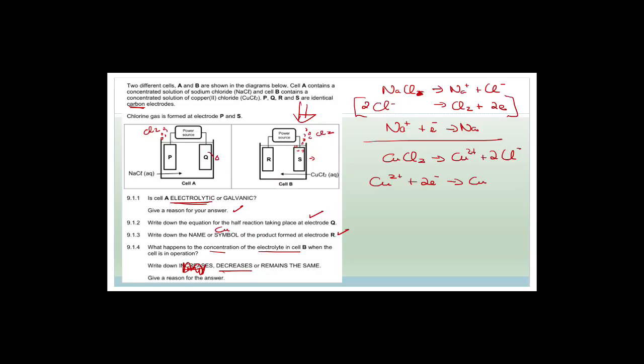And the reason is that normally with electrolytic cells, we have electrodes that provide substance that allows us to replace it. So in other words, we'd normally have at least one of these electrodes made out of copper, so that you could have a transfer of copper ions back into solution and so on. But because the copper ions are being removed to form copper and the chloride ions are being removed to form chlorine, and because both the carbon rods are made of carbon, the concentration of the electrolyte in cell B is going to decrease.